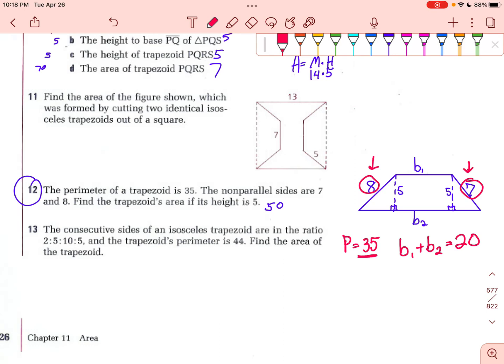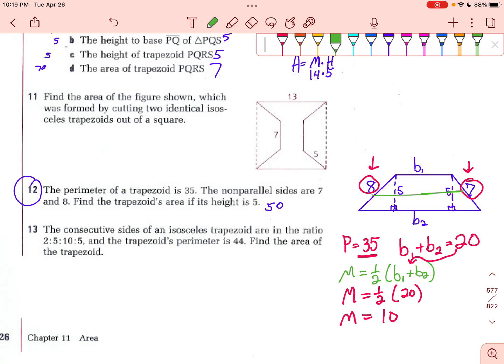And so I thought to myself, well, how do I find the median? And again, the median is 1/2 base 1 plus base 2. But I know what base 1 plus base 2 is. I know it's 20. So that means that the median is 1/2 of 20. In other words, the median of this shape, now I don't know what base 1 and base 2 are, but I do know that the median going across here, the median is 10.